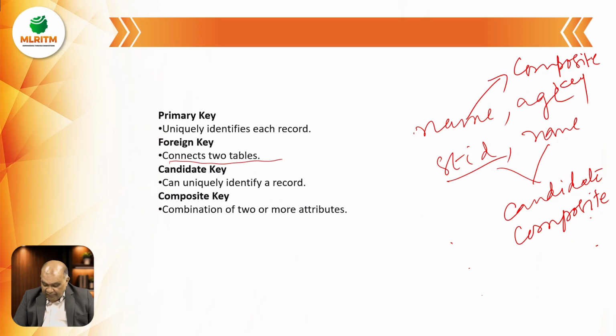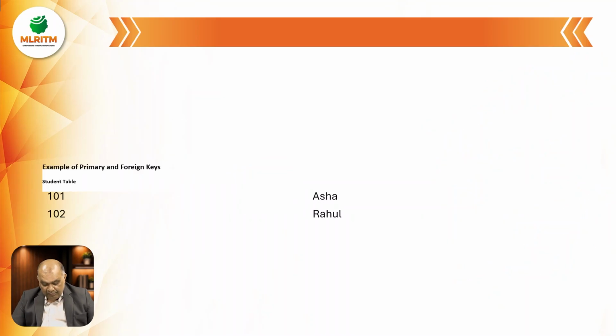So one more composite key we can have: one is age, other one is department. We can have a composite key like that. So it is a combination of two or more attributes of the same table. So that is called a composite key.